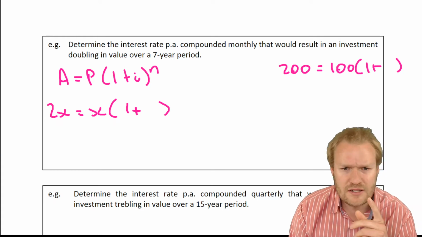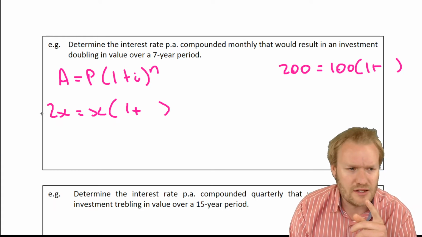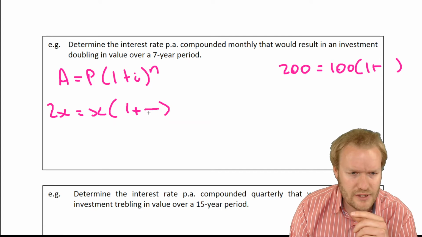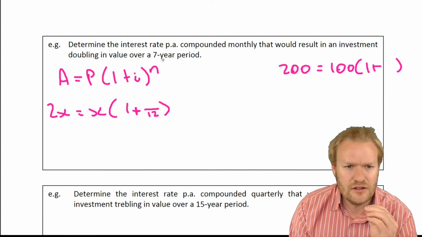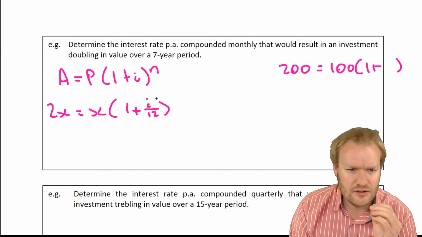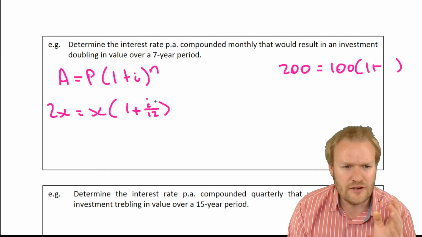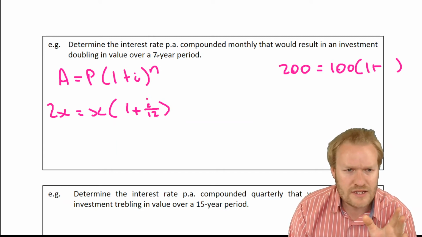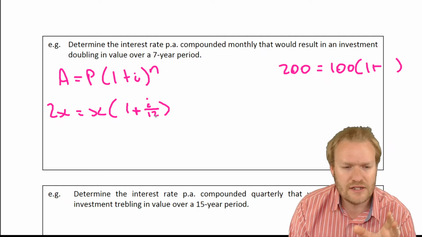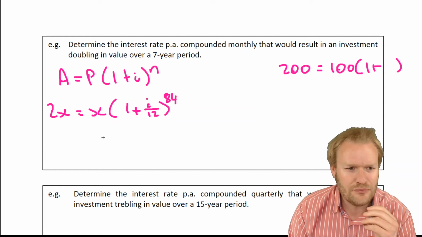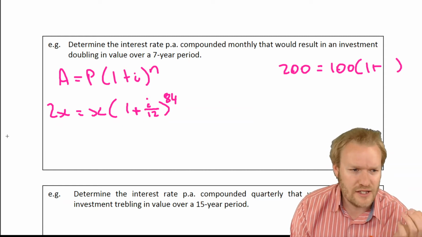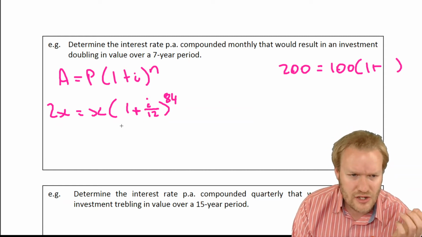So 1 plus, compounded monthly. Compounded monthly means we're going over 12. And the interest rate is what we're trying to find. In 7 years, with 12 months in a year, 7 times 12 is 84. Okay, so there's our setup. So how are we going to solve it? Well, we want to get to i.